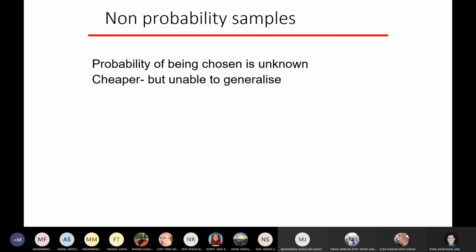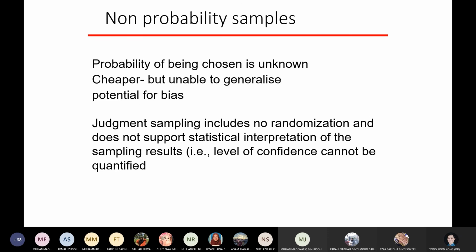Now about the second one, non-probability sample. Let me show you all the points first. The probability of being chosen is unknown, it's cheaper, but unable to generalize, with potential bias. So these are the weaknesses of non-probability sampling. One very good example of this kind of sampling is judgmental sampling. There's no randomization, and the sampling protocol is solely based on human judgment. So these are for surveys only. If you want to survey an area, it can be allowed.